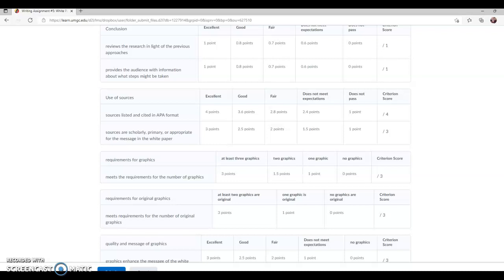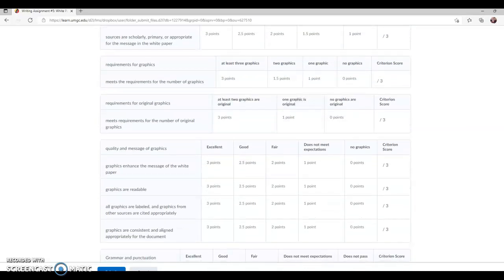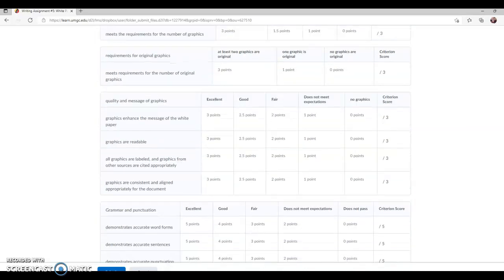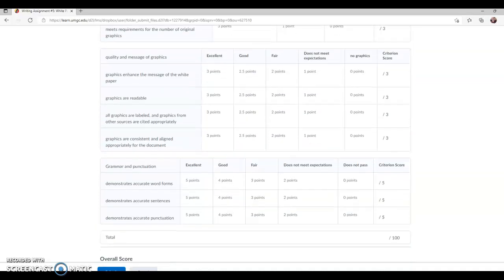The other part is, are they scholarly, primary, or appropriate for the message? Let's try to get one from the databases, and then I'll be really flexible with the rest, as long as it's appropriate to your topic. If you don't know for sure, email me your list and your topic, and I can give you a quick email response on that. You've got points for the number of graphics, points for the originality of the graphics, and there's a lot of weight this time around on the quality and the message of the graphics. So don't forget this aspect of the assignment, okay?